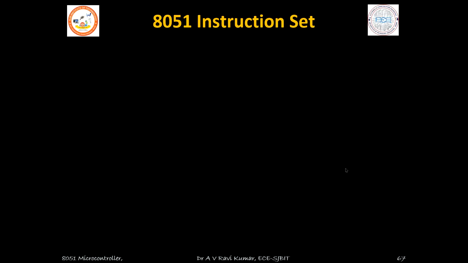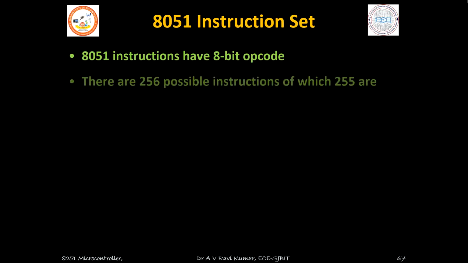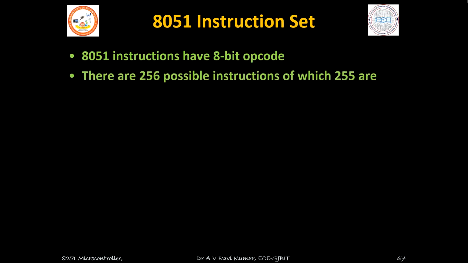The formats. In 8051 we have an 8-bit opcode. As we know, the instruction format has an opcode and operands. So there are 256 possible instructions, which we can differentiate into groups.